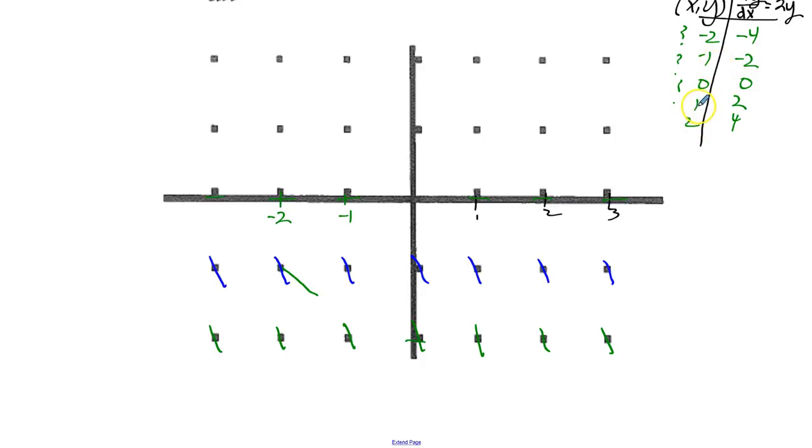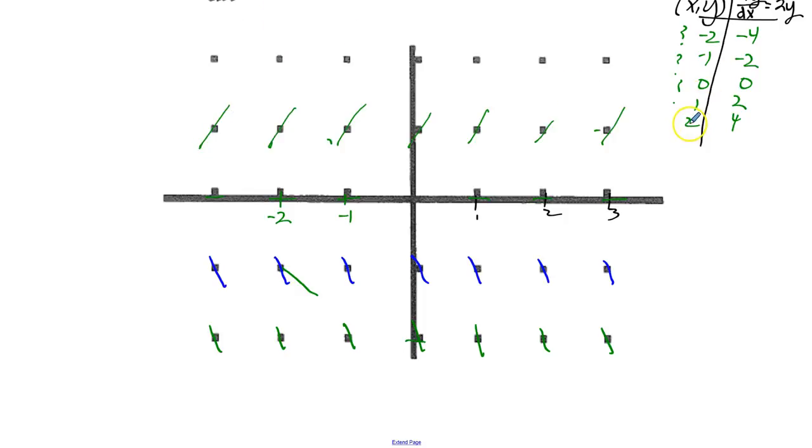When I find x equals doesn't matter and y equals 1, I need a slope of 2. So across here where y is 1, I'll have a slope of 2. That's the same as rise 2, run 1. So I try to stay parallel with something about like that.